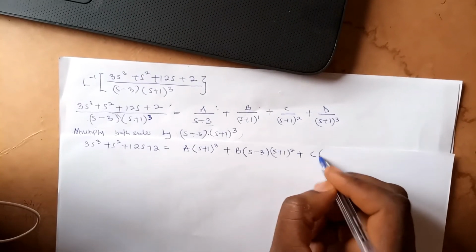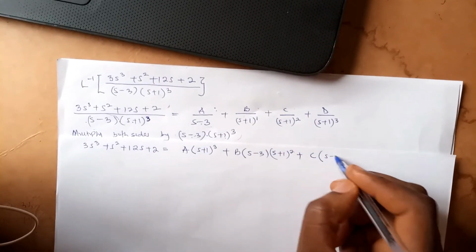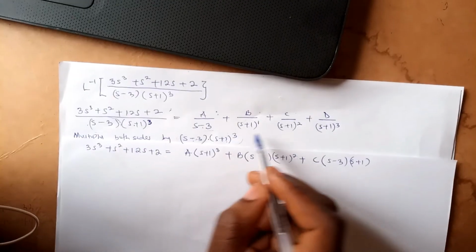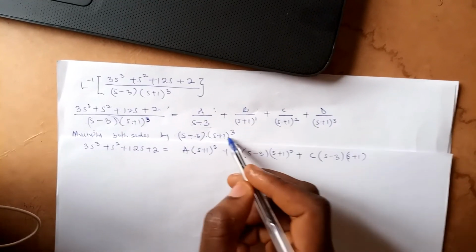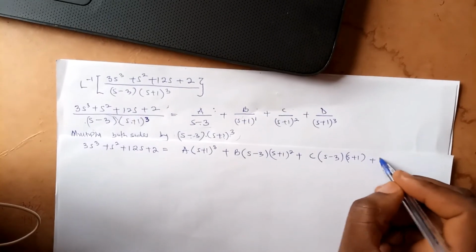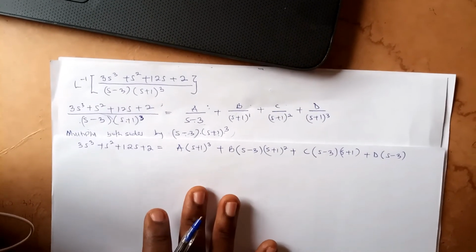Then plus c into bracket. If you put everything here, multiply by this one, you have x minus 3. Then you have x plus 1, because x plus 1 squared, we take care of this. It will make this one to remain 1. Then plus d into bracket x minus 3. So look at what we're having now.